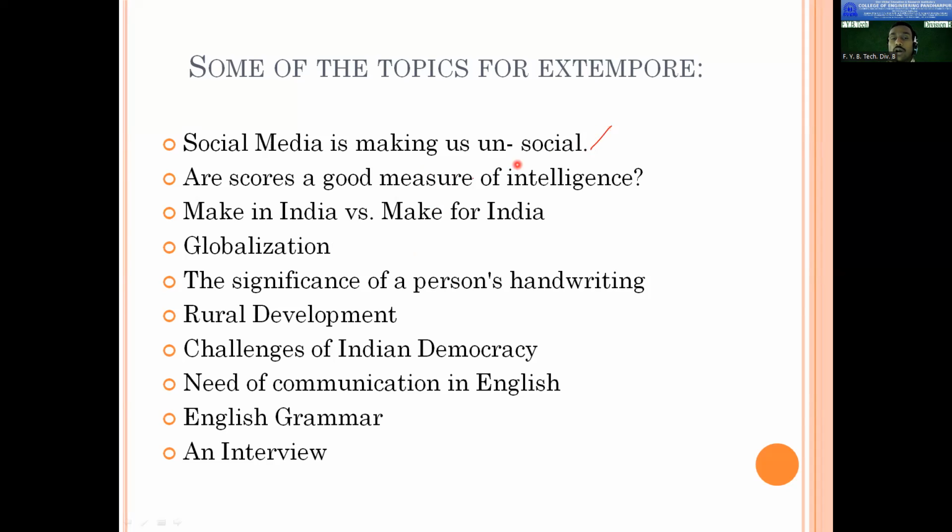Are our scores good measures of intelligence? Make in India versus make for India. Globalization. The significance of a person's handwriting. Rural development, challenges of Indian democracy, the need for communication in English, English grammar, and the internet. So that's all for today.